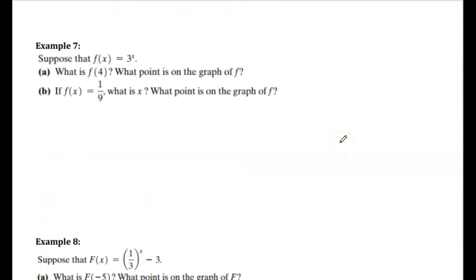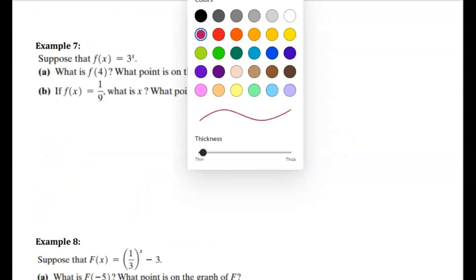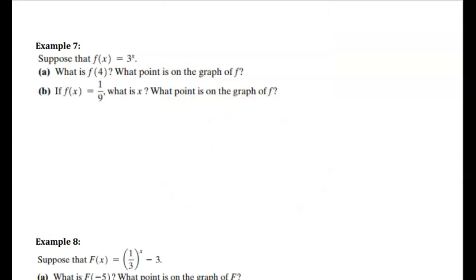All right, let's answer some questions about exponential functions. Suppose f of x is 3 to the x. What is f of 4? Plugging in x equals 4, 3 to the 4 is 81. What point is on the graph of f? Because I plugged in x equals 4, I got y equals 81, so we're basically graphing that point on the graph of 3 to the x.